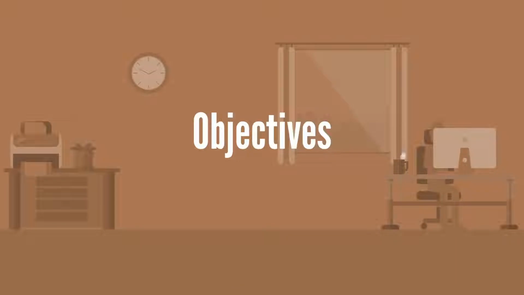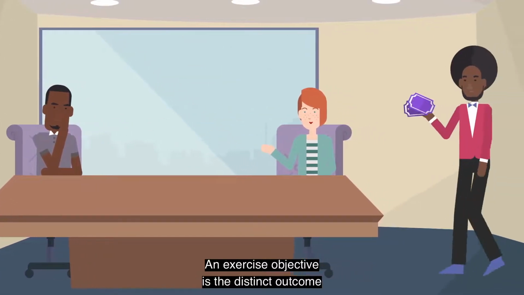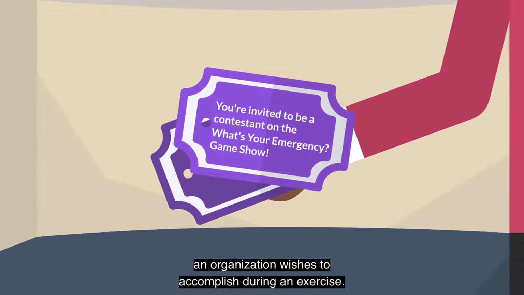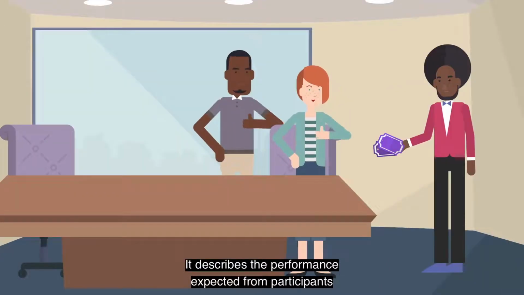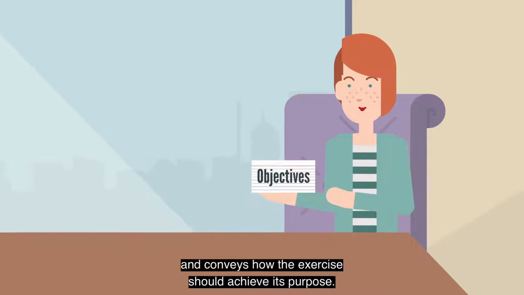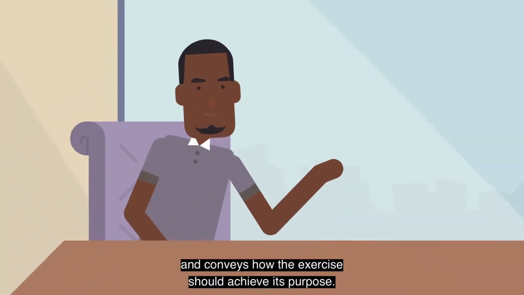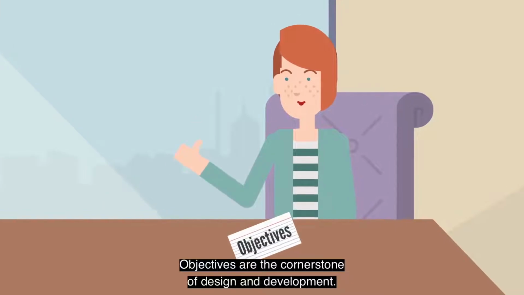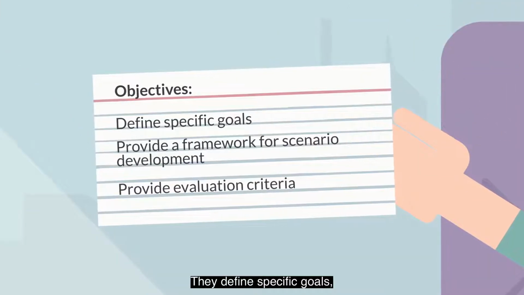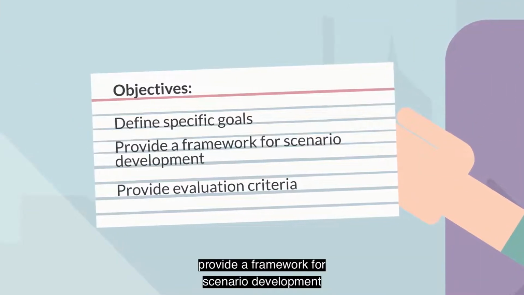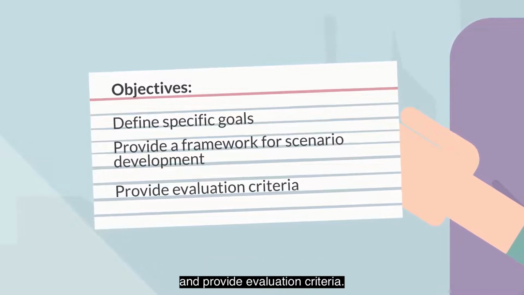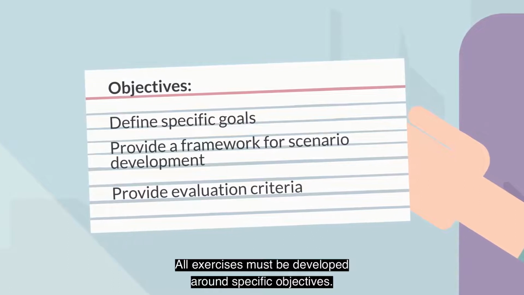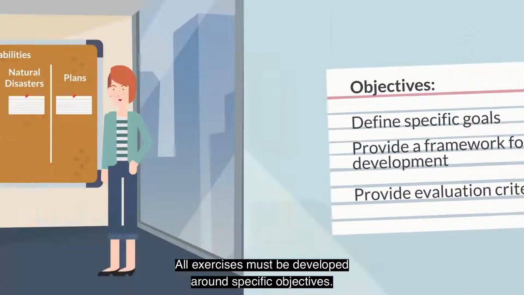Objectives. An exercise objective is the distinct outcome an organization wishes to accomplish during an exercise. It describes the performance expected from participants and conveys how the exercise should achieve its purpose. Objectives are the cornerstone of design and development. They define specific goals, provide a framework for scenario development, and provide evaluation criteria. All exercises must be developed around specific objectives.